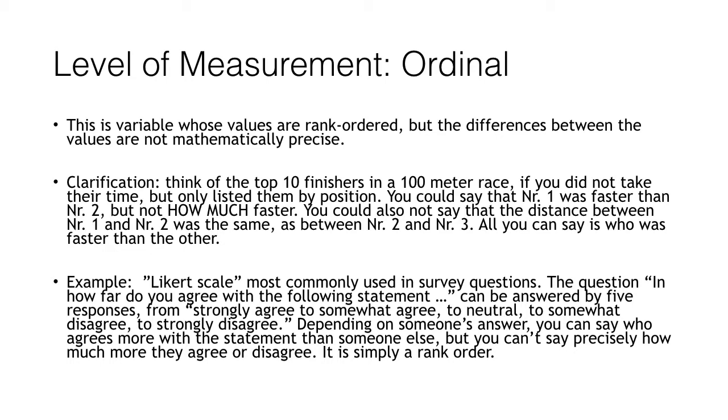Now, the most common example of an ordinal level variable is the Likert scale in survey questions. So, for instance, if we ask, "And how far do you agree with the following statement?" There are generally 5 responses to that, from strongly agree to somewhat agree to neutral to somewhat disagree to strongly disagree. So depending on someone's answer, you can say that they agree or disagree more or less than someone else, but you can't say precisely how much more. It's simply a question of ranking.